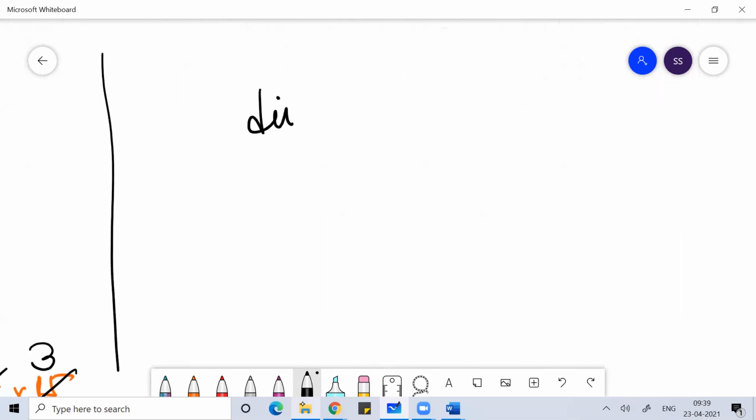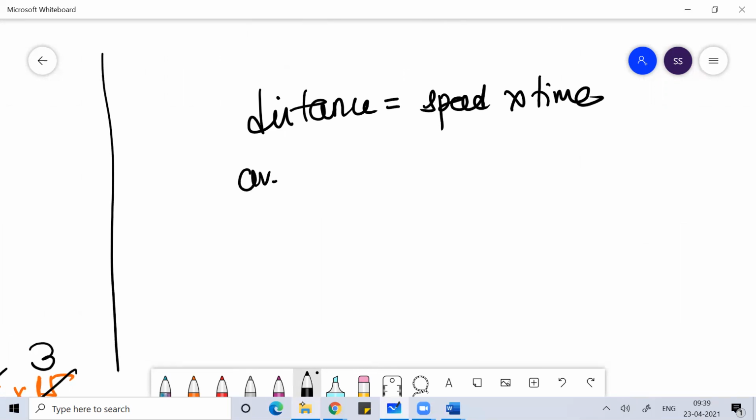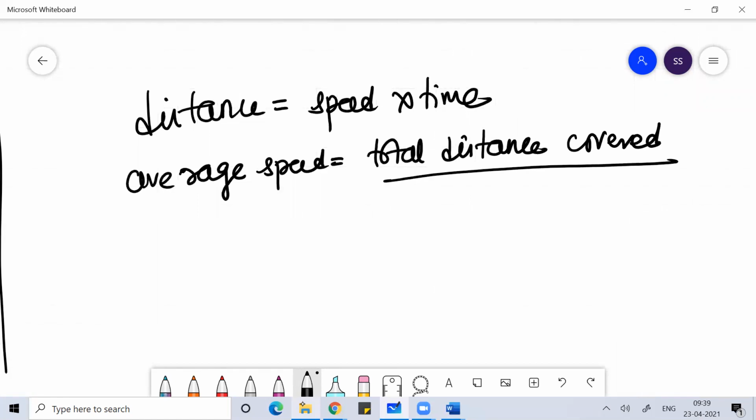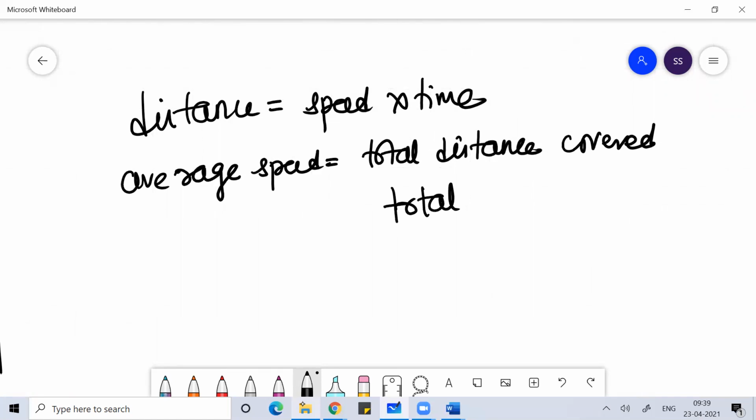You know the formula we use: distance is equal to speed into time. We talked about the formula where distance is equal to speed into time. Now if I talk about average speed, average speed is basically total distance covered by total time taken. That is the formula of average speed: whatever is the total distance you are covering divided by the total time you are taking. That is the usual formula of average speed.